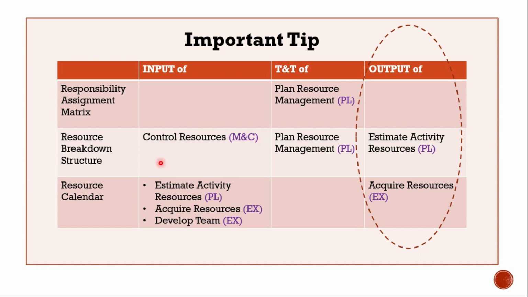Okay, so it's a bit cyclic in nature, and the same as resource calendar. So if you see resource calendar, it's an input of estimate activity resources in the planning phase, acquire resources in the execution phase and develop team in the execution phase, but it forms as an output of acquire resources in the execution phase. So guys, always try to remember that the resource breakdown structure is formed as an output of estimate activity resources and the resource calendar is formed as an output of acquire resources. Take a reference of this chart in your study notes or take a print screen of this chart at this point of the video. Okay, so now let's move on to the next question.